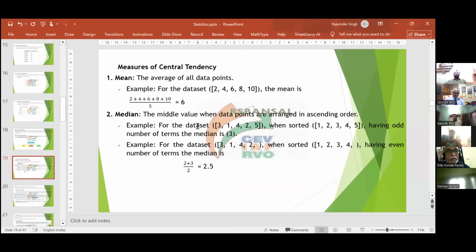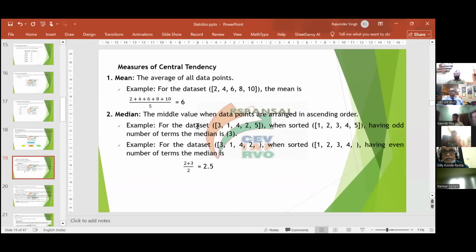So how is this central tendency measured? Mean, you know, is the average of all data sets. For example, you have a data set 2, 4, 6, 8, and 10. The mean is you add all the terms of the data set and divide it by the number of terms. 2 plus 4 plus 6 plus 8 plus 10 divided by 5 equals 6. 6 is the mean of the data set.